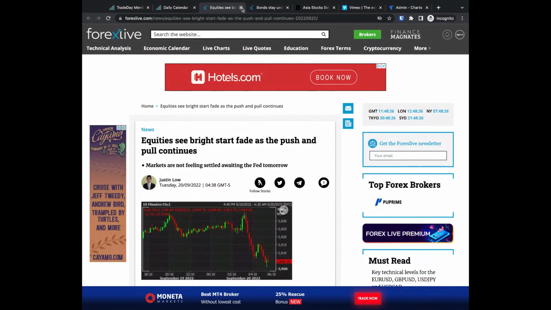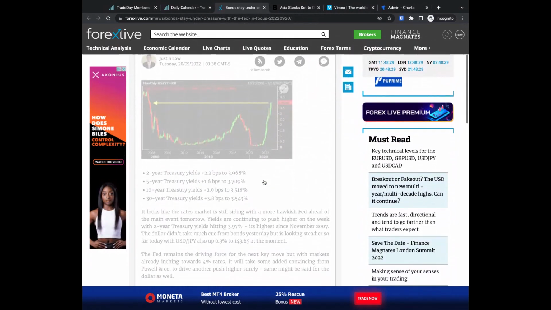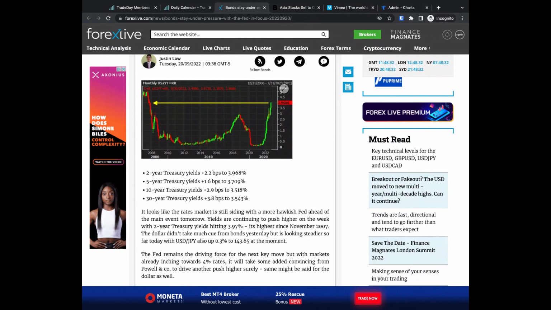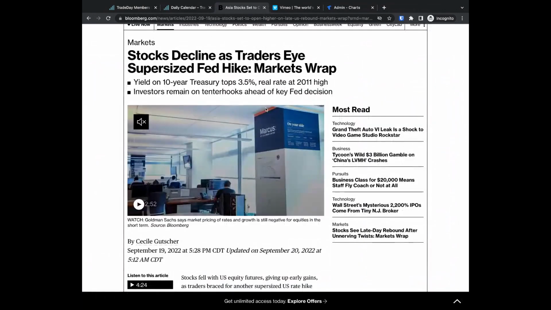And then where are we? Bonds. We'll take a look at a bond chart at the moment. If there is ever a time to be short US Treasuries, it's been the last few weeks. It's been in nothing but a beautifully smooth downtrend as yields have just ground higher. Again, sit and wait for tomorrow. Looks like the rate market is still sliding, with a more hawkish Fed ahead of the main event tomorrow. Yields are continuing to push higher on the week, with two-year Treasury yields hitting 3.97%. When yields go up, bond prices go down. For those that are new to trading bonds, we'll take a look at the charts in a moment.